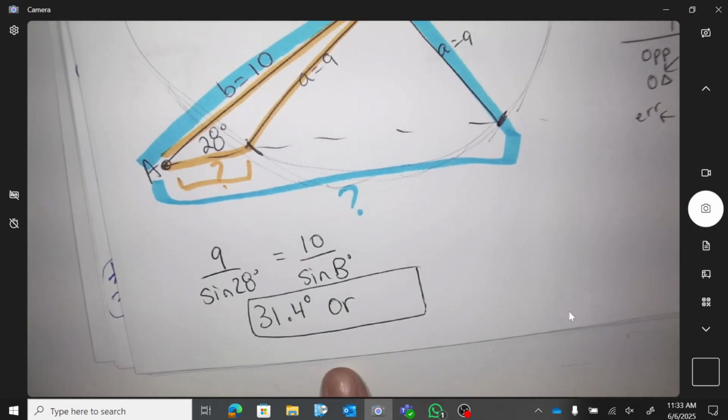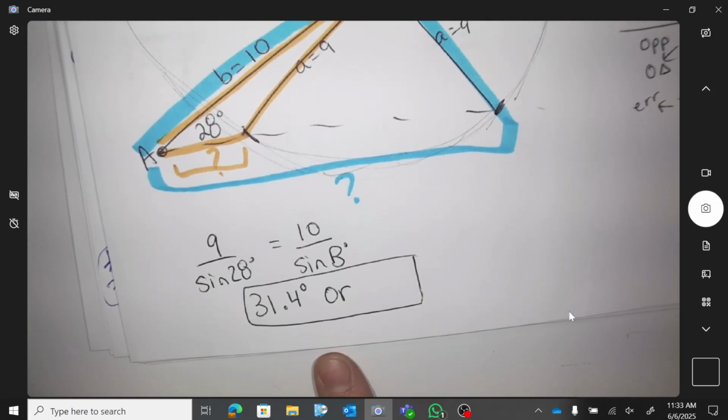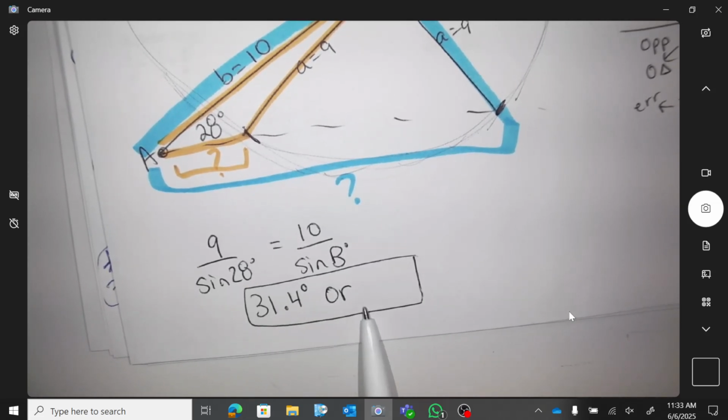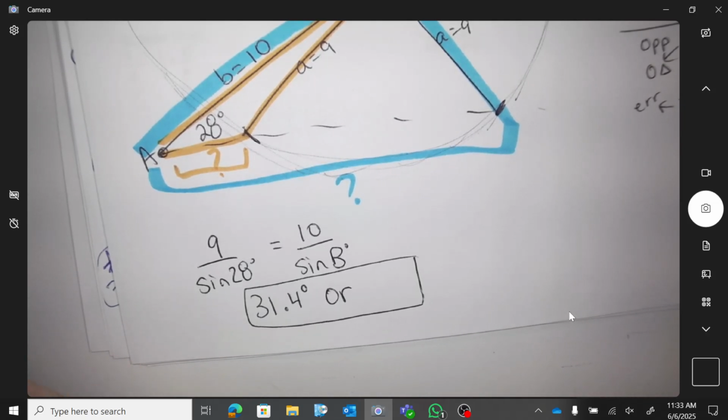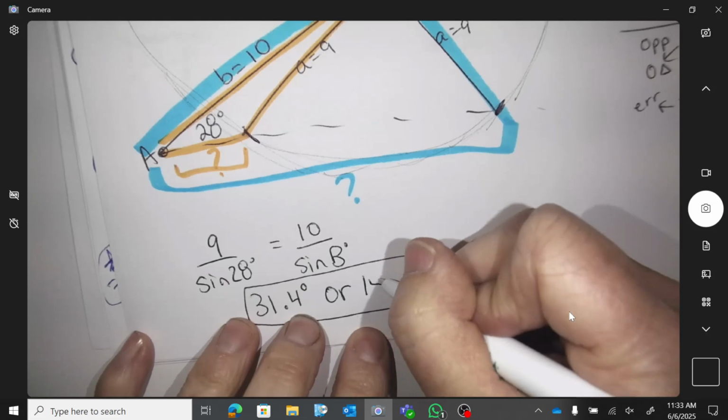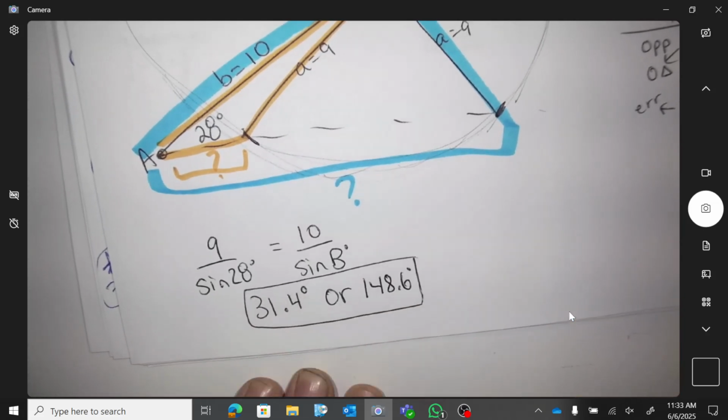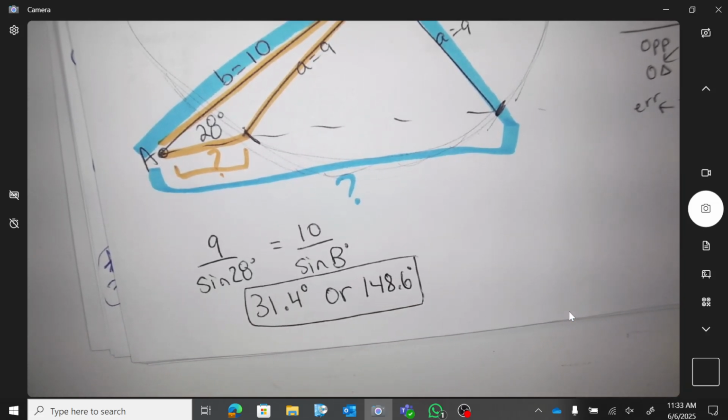Okay, do we remember how to think about that other option? What would we do to get the other option? Do you remember what it would be? The 180 minus it. Okay, so that is across from 10.